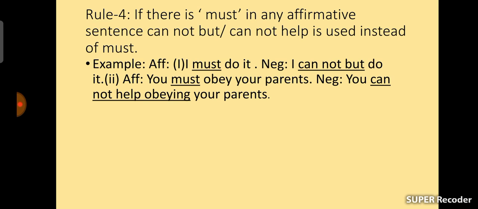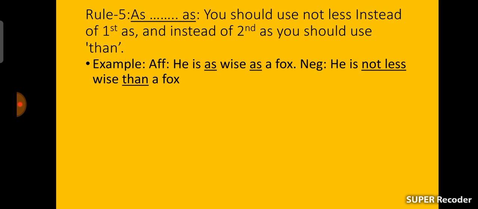Okay, let's see another rule. A very important rule. Rule 5: as ... as. You should use not less instead of the first as, and instead of the second as you should use than. As ... as means similar or same, so you should use not less instead of the first as, and instead of the second as you should use than.